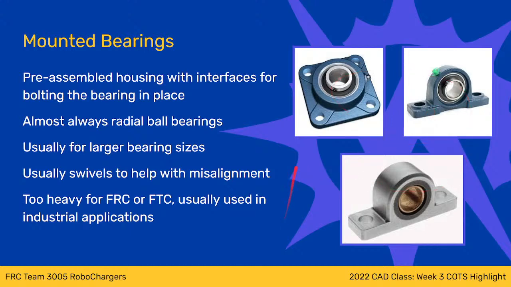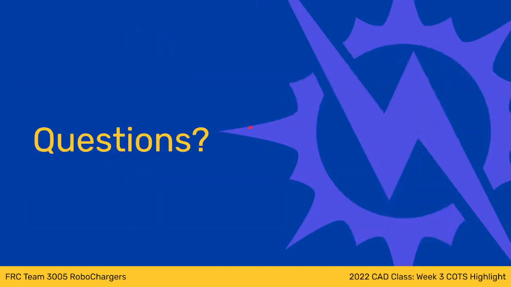These are usually bigger. It's hard to get mounted bearings in a small size, so they're usually very large, like an inch diameter shaft or larger. So that's another thing as well. That's another reason why they aren't typically used in FRC, because we're usually using much smaller shafts, and you can't really find mounted bearings for those small shafts usually.